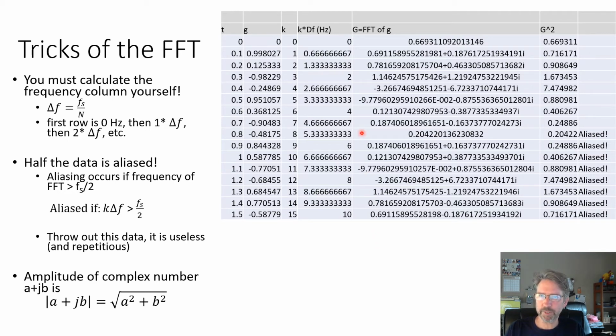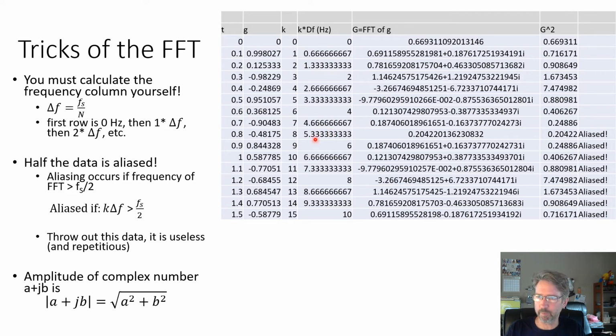So the first thing is this is the frequency of each component of the FFT, each row. So the frequency is k times the change in frequency delta f, and delta f is from this equation. So you have to calculate this column yourself, and then we'll graph g versus frequency.